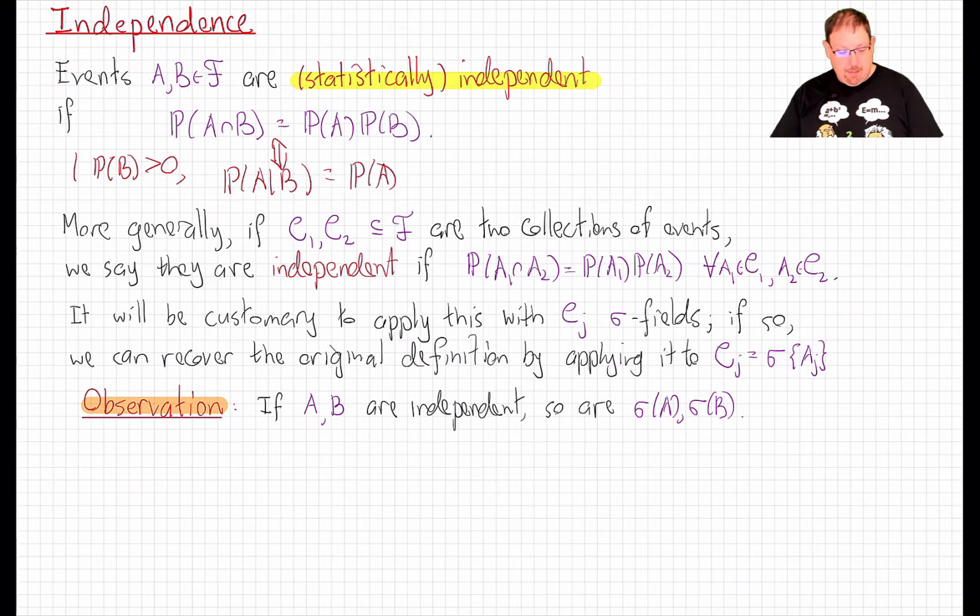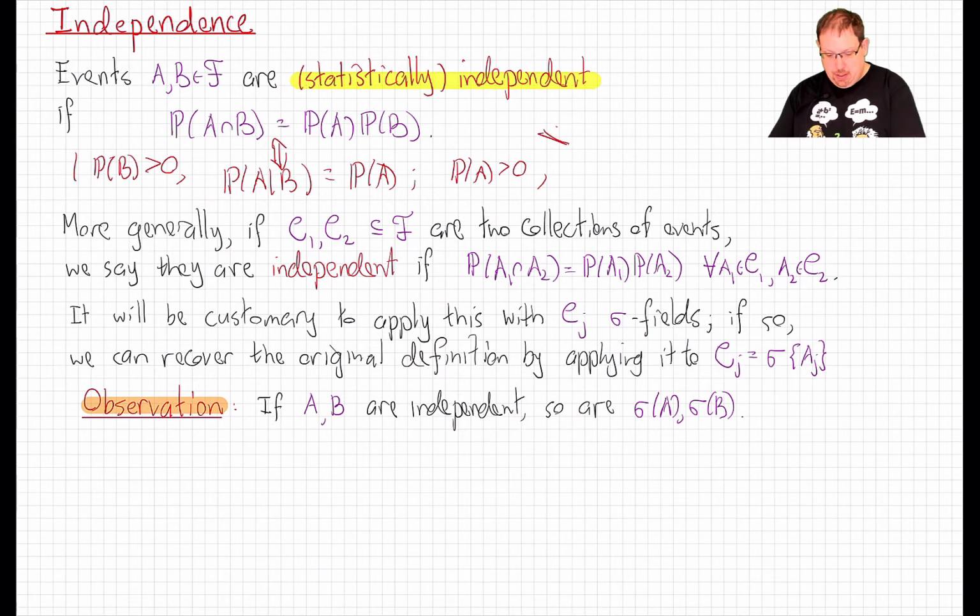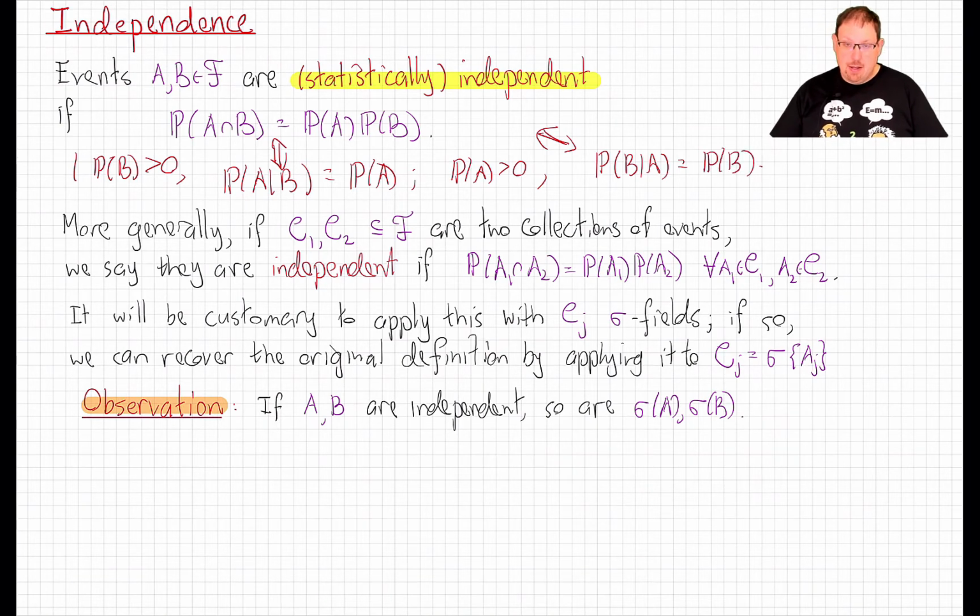being the same as the probability of A. Similarly, if the probability of A is non-zero, then this is equivalent to the conditional probability of B given A being the same as just the probability of B. There's a nice symmetry here. If A and B are independent, then B and A are independent. Now, more generally, we'll talk about classes of events being independent.